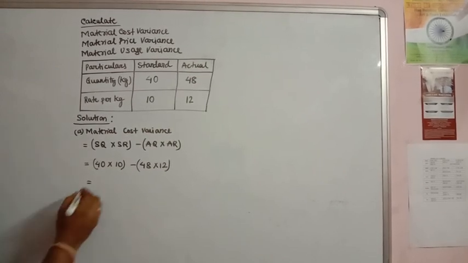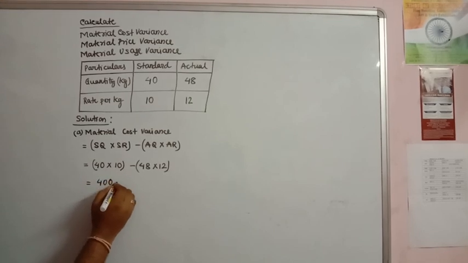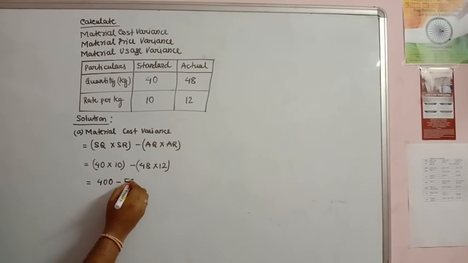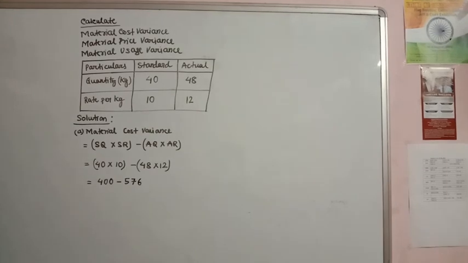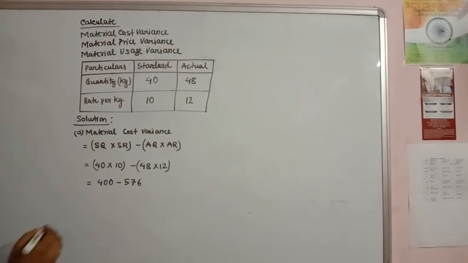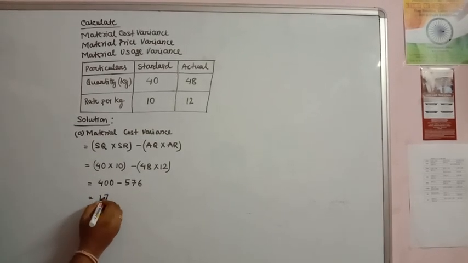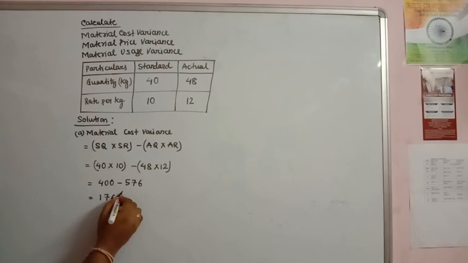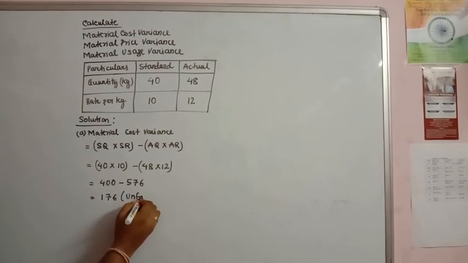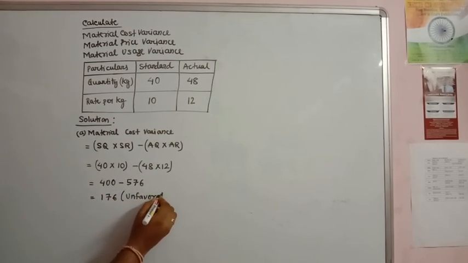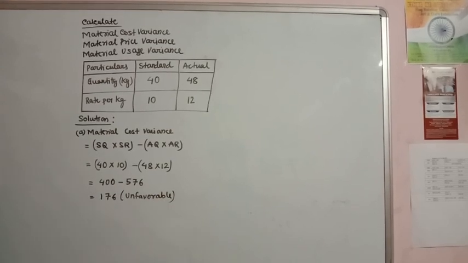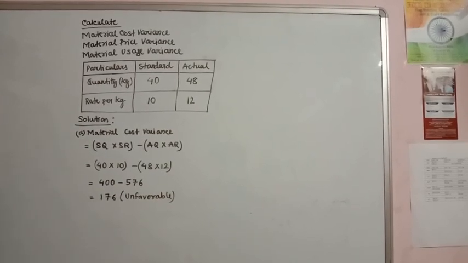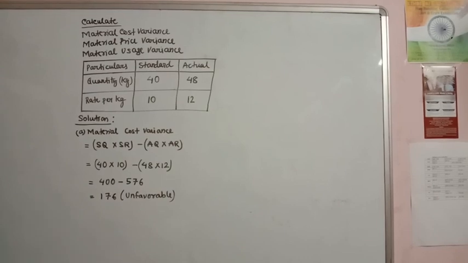So it is 400 minus 576, and the amount comes as 176. Since it is negative, we write it as unfavorable. So this is the technique of calculating the material cost variance.